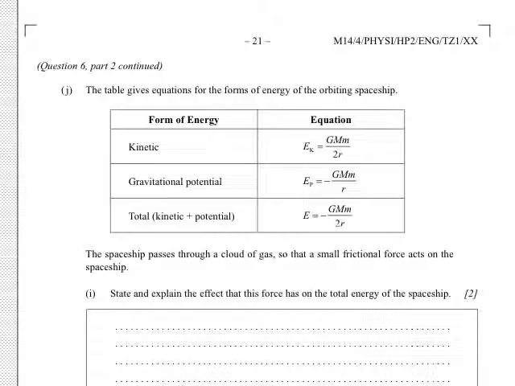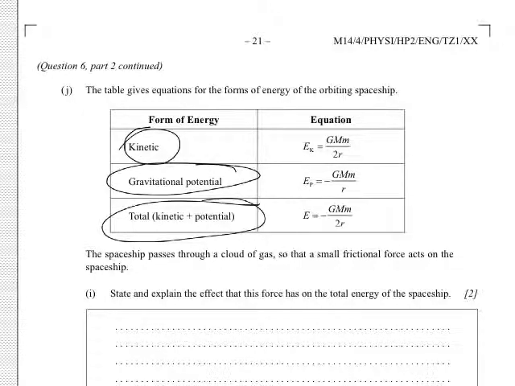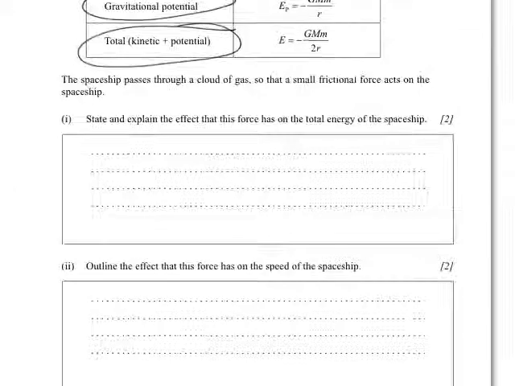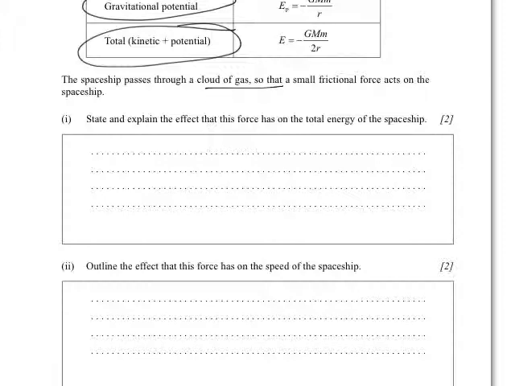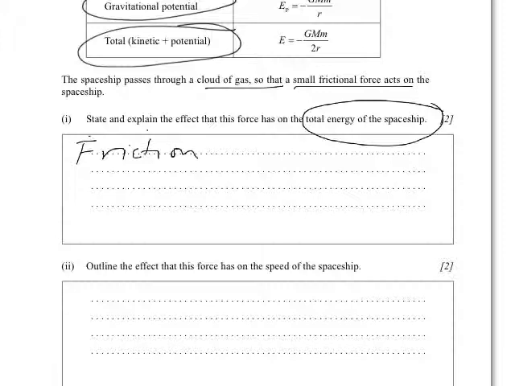Okay, so now we're going to talk about energy. We have expressions for kinetic energy, gravitational potential, and total. So, first situation, a spaceship passes through a cloud of gas, and we have a small frictional force. State and explain the effect of this force on the total energy of the spaceship. Well, just like any other situation, friction means that there is thermal energy transfer.